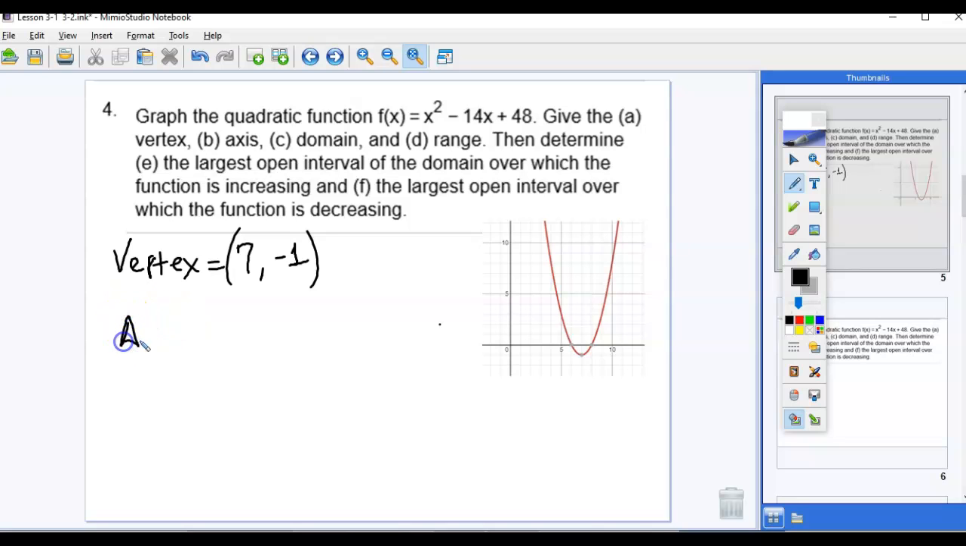The second one is axis. Axis means axis of symmetry. Which line can make this graph symmetric? That's what I'm looking for. As expected, if I have a line like something like this, right?